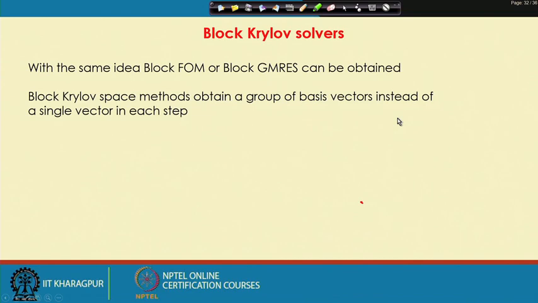With the same idea, block full orthogonalization method or block GMRES can be obtained. Block Krylov space methods obtain a group of basis vectors instead of a single vector in each step. So instead of finding a basis vector, it gets a basis matrix, we can say, and the iterations can be done between the blocks of the solution vectors. Within each block, I can use even a direct solver. That is how this can give a faster solution, or this can be parallelized also.